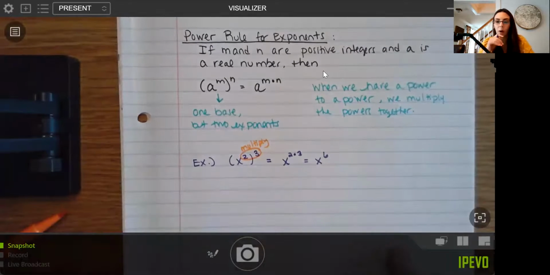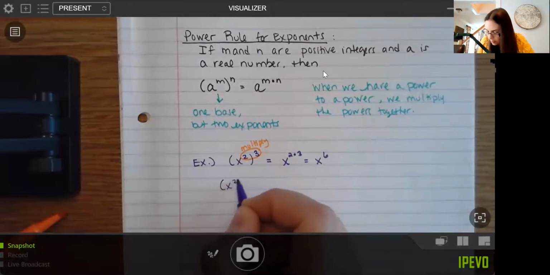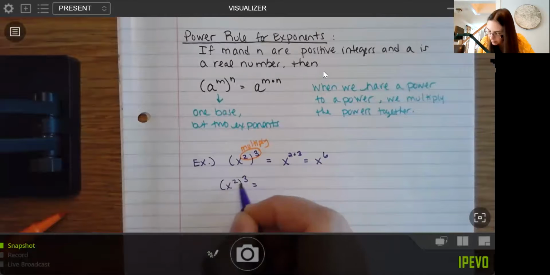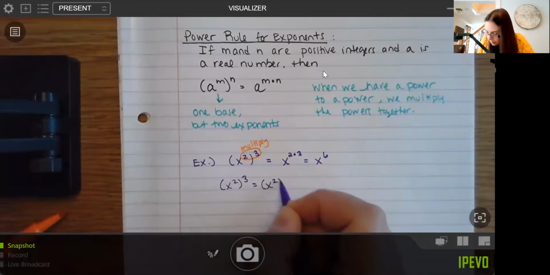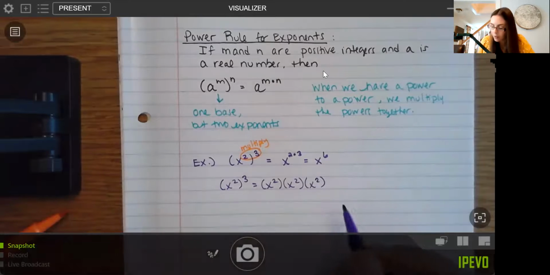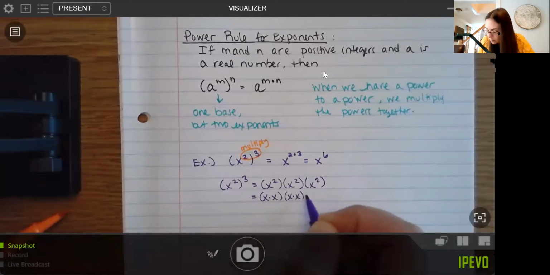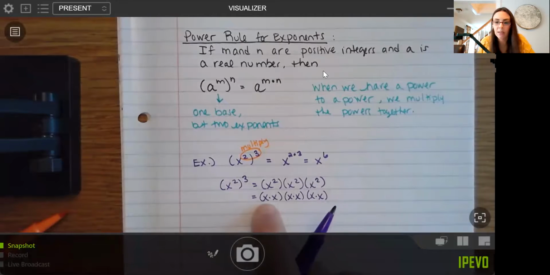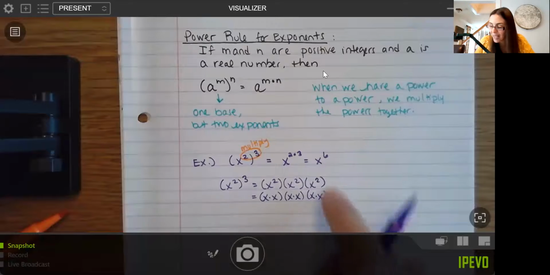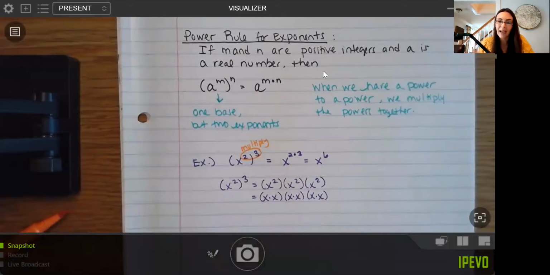Now, I just want to show you why this still works. So think about this, right? If you have x squared to the third power, that would mean to take this x squared and do it 3 times, right? So 1, 2, 3. But each of those x squareds is x times x. So look at how many x's you actually have in this problem. You have 1, 2, 3, 4, 5, 6. So that's how the 6 comes into play here. We're not changing the fundamentals of what it means to be an exponent. I'm just providing you a shortcut, a faster way to do it.